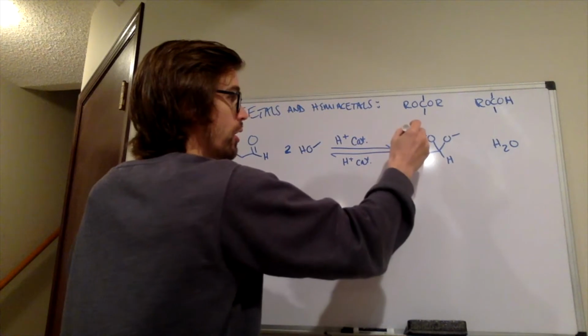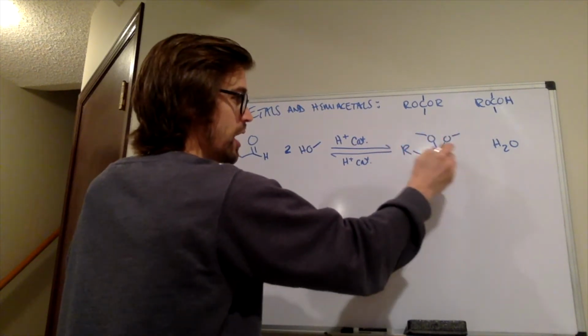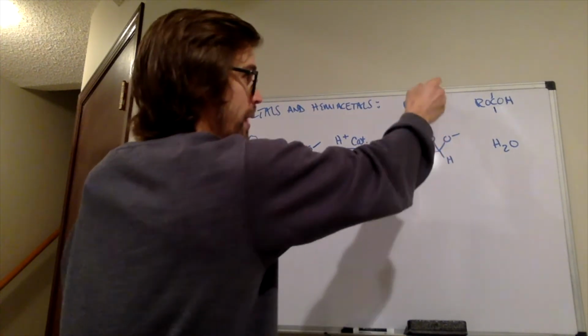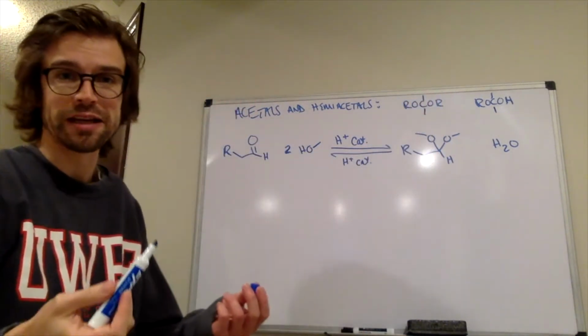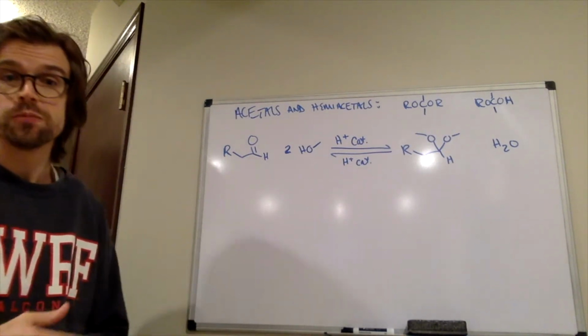The ROCOR. This is the first ROCOR. It doesn't really talk about what else is on that carbon skeleton. This could be an H or a carbon. One of them has to be a carbon. In any case, how are they formed?